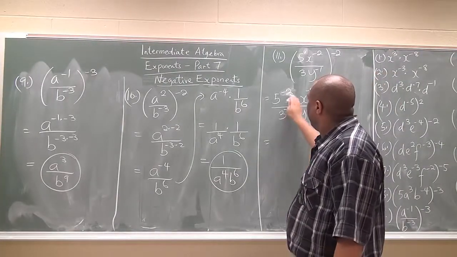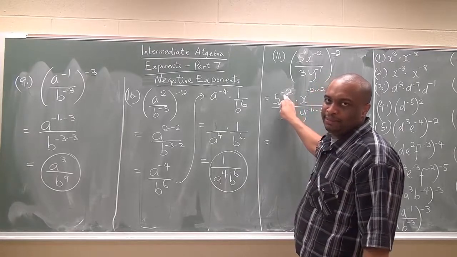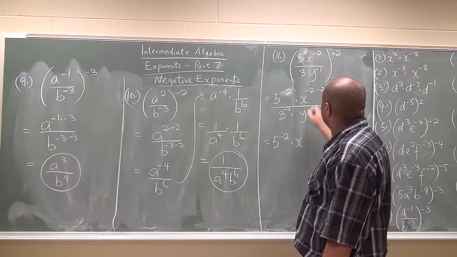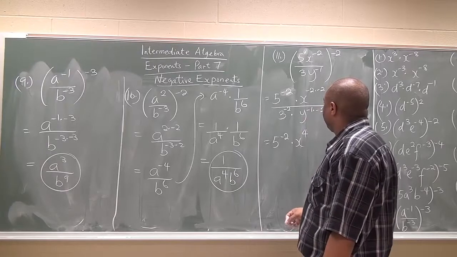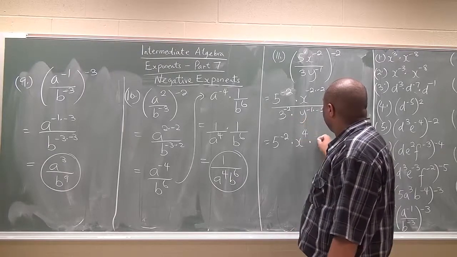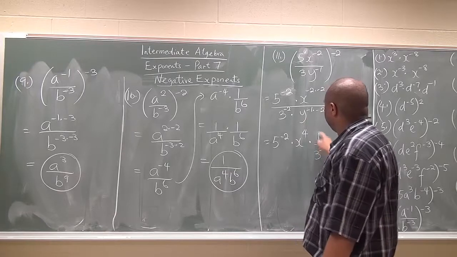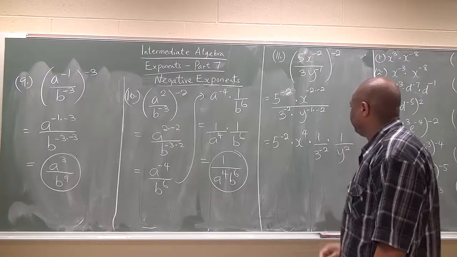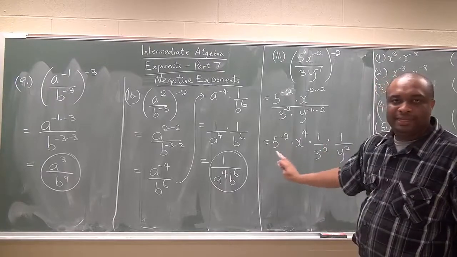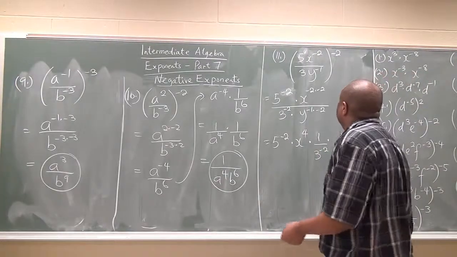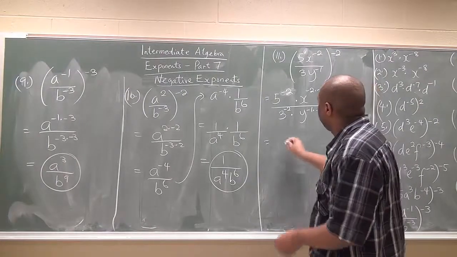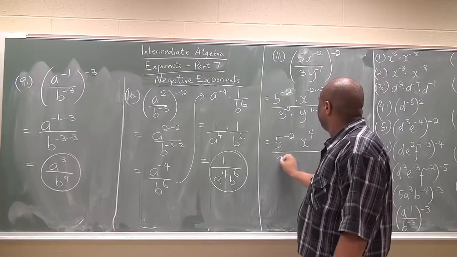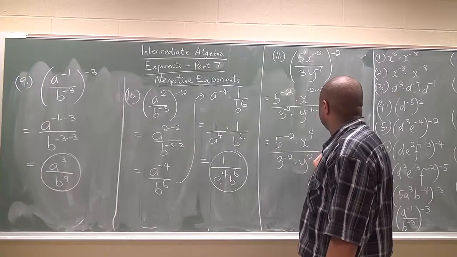Because I have a negative exponent here, let me just dissociate. 5 exponent negative 2 times x exponent 4, times 1 over 3 exponent negative 2, times 1 over y exponent 2. Now, if this is confusing you, I got you. I don't want you to get confused. So let's still write it. 5 exponent negative 2 times x exponent 4 all over 3 exponent negative 2 times y exponent 2.